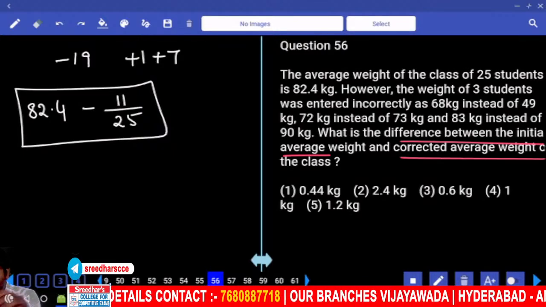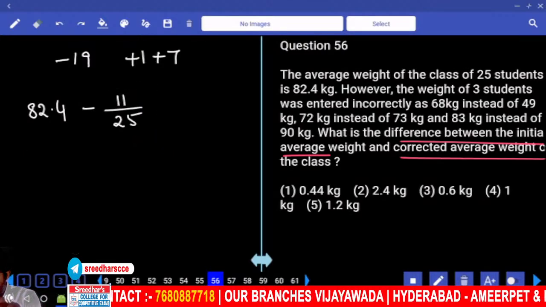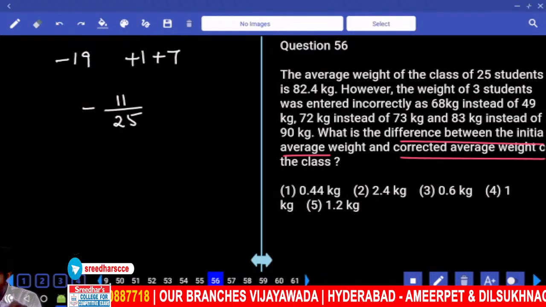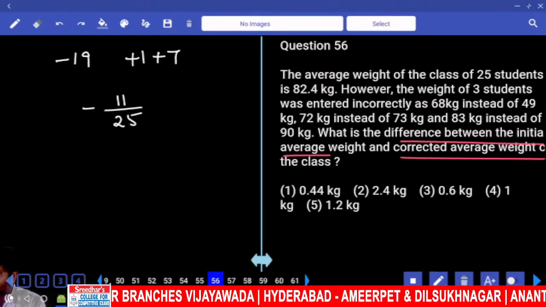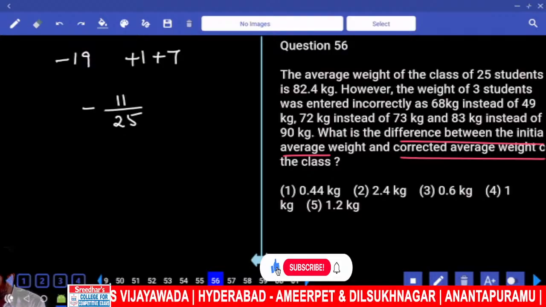But now the question is about difference between original average and corrected average. That means 11 by 25. That itself is our answer. Come on.